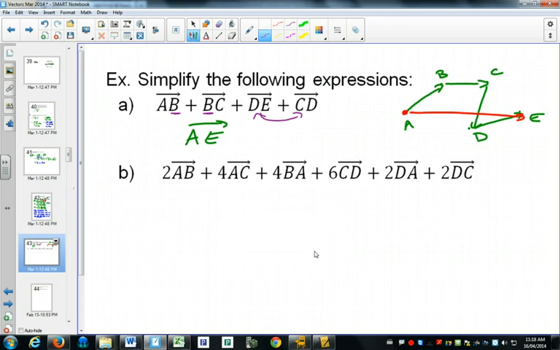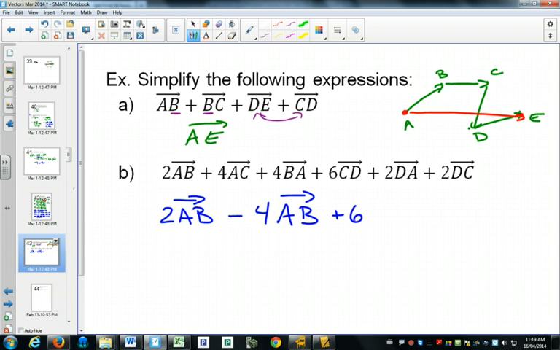Okay, it's been a couple seconds. We've got 2AB, this 4AB, I'm going to write it instead of plus 4BA, I can write it as minus 4AB going in the other direction. I'm going to do the same thing with DC and CD. So I've got 6 CDs, and I'm going to subtract 2 CDs.